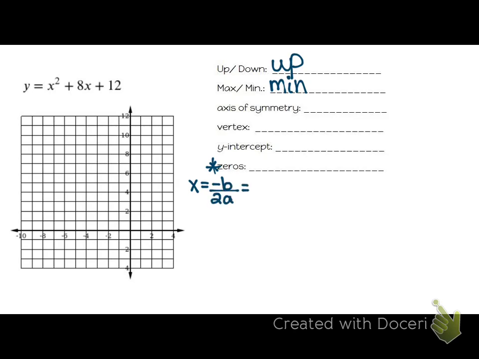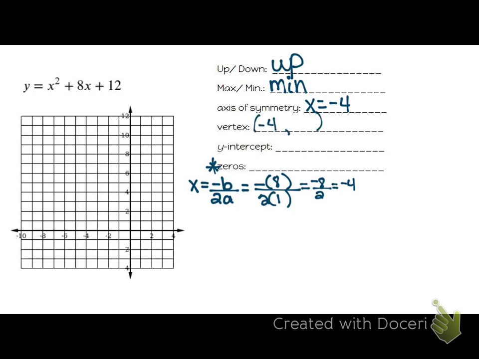Okay, and so then what do I substitute for that b? And what do I substitute for my a? And when I solve that, it's going to be? So we get negative 8 over 2, which equals negative 4. So my axis of symmetry is x equals negative 4. So I know that my axis of symmetry is going to go through the x-axis on the negative 4 spot. Once we find my x value, we need to find my y value for my vertex.